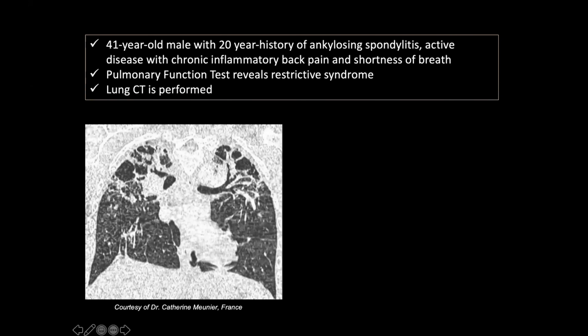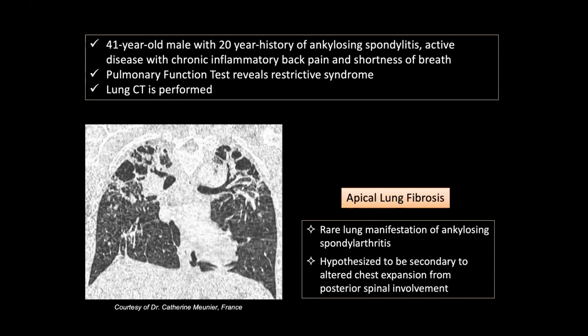And we can see here bilateral apical fibrosis. So apical lung fibrosis is a rare lung manifestation of ankylosing spondylarthritis. It is even more rare now with the advent of DMARDs. It's hypothesized that apical lung fibrosis is secondary to altered chest expansion from posterior spinal involvement. There are other hypotheses that think this could actually be inflammatory-mediated, but the main hypothesis is basically posterior joint involvement and restricted chest expansion.